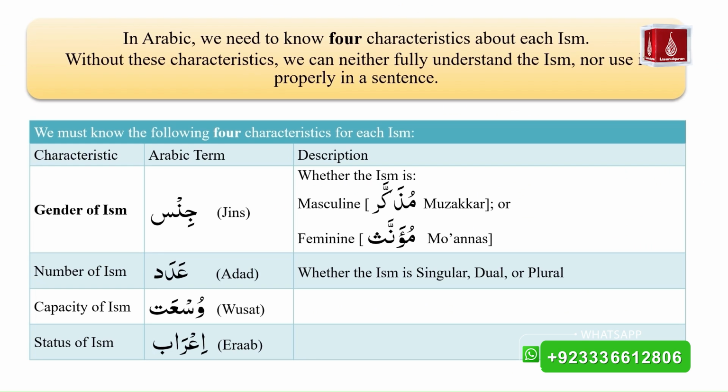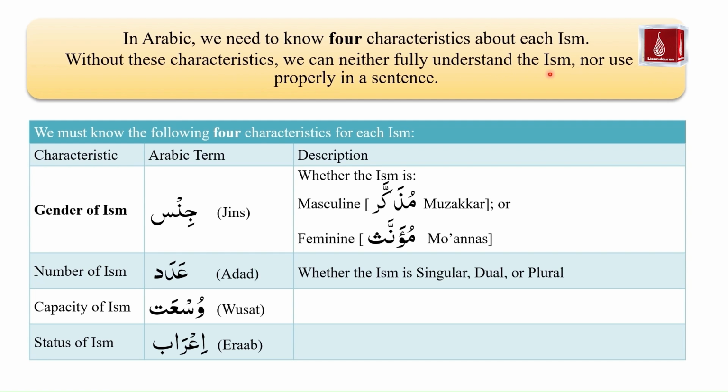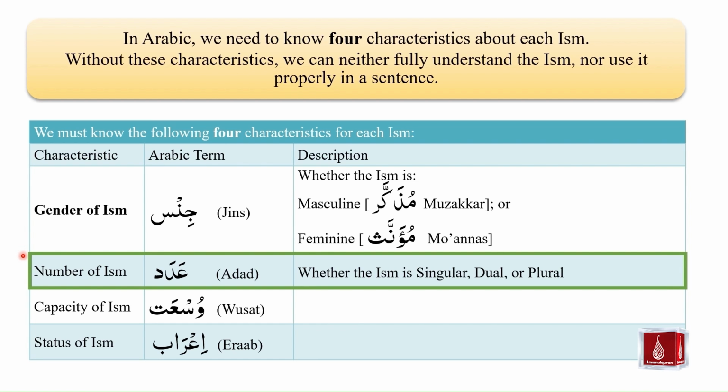To recall, for each ism, we need to know 4 characteristics about that ism. Without these characteristics, we can neither fully understand the ism nor use it properly in a sentence. These 4 characters are the gender of ism, the number of ism, capacity of ism, and the status of ism. In the last lecture, we studied the gender of ism. In this lecture, we will study the number of ism. The number of ism is also called adad.